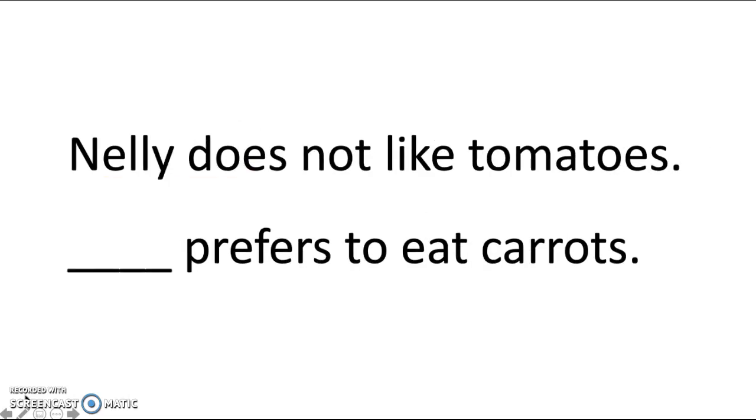Read these sentences out loud. They say, Nellie does not like tomatoes. Prefers to eat carrots. Okay, so we are talking about one person. Her name is Nellie. She's a girl. Nellie does not like to eat tomatoes.